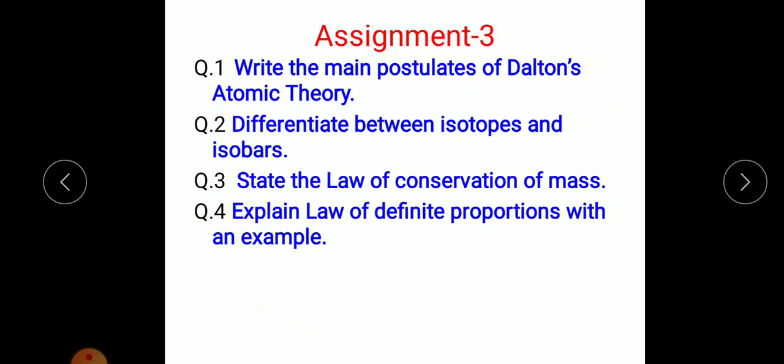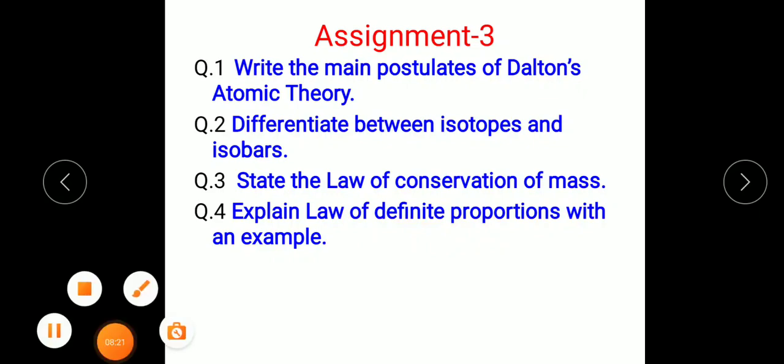Now today's assignment, that will be assignment number 3. Question number 1, write the main postulates of Dalton's atomic theory. Question number 2, differentiate between isotopes and isobars. You can write down the definition and give the examples. Question number 3, state the law of conservation of mass. And question number 4, explain the law of definite proportions with an example. So complete this assignment and send it in my mail.